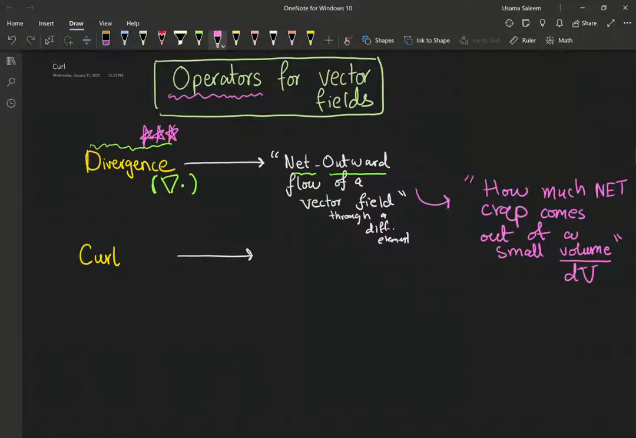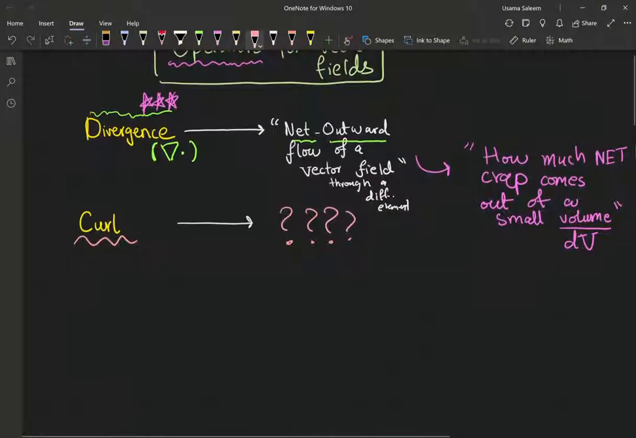Okay, so now we have the calculus notation ready. Our objective is to see if we can come up with a similar English translation for curl. Divergence is how much net crap comes out of a small volume. Let's see if we can do the same for curl.